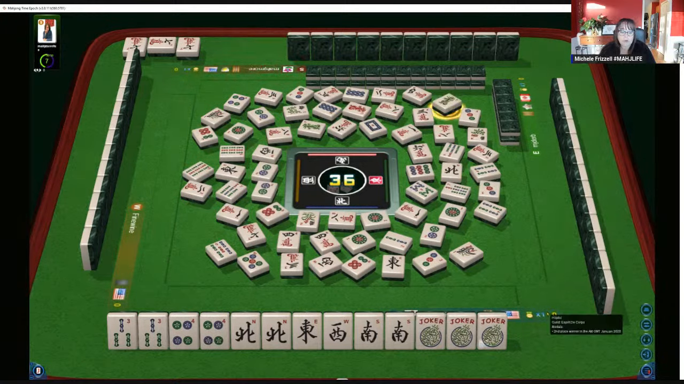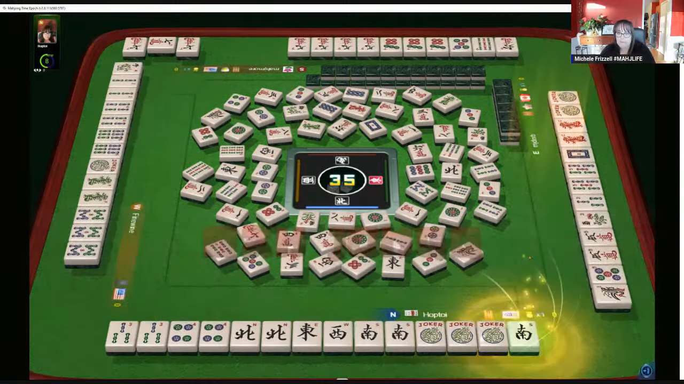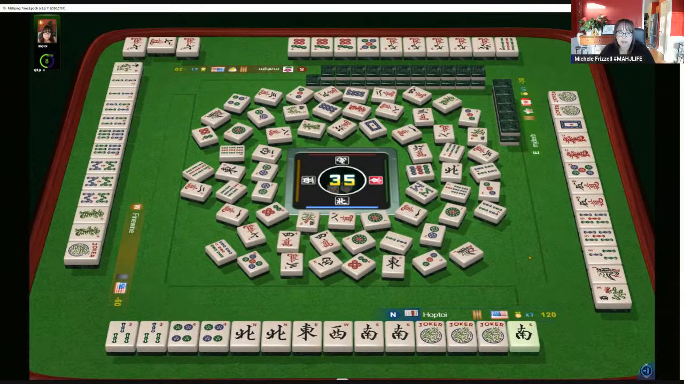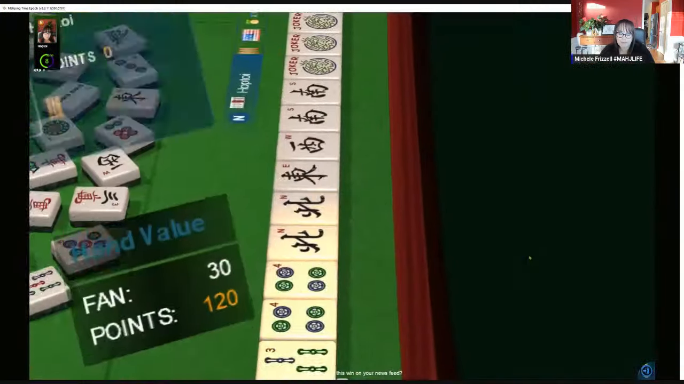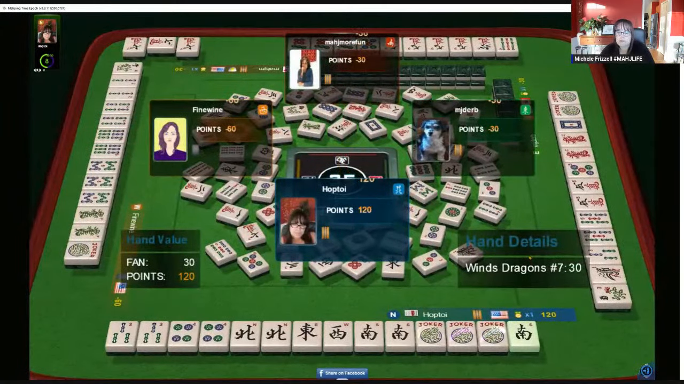Green dragon. And we are likely going to win this. South wind. There it is. Mahjong. Woohoo! Mahjong. Okay. We got a winner. Front runner confirmed.